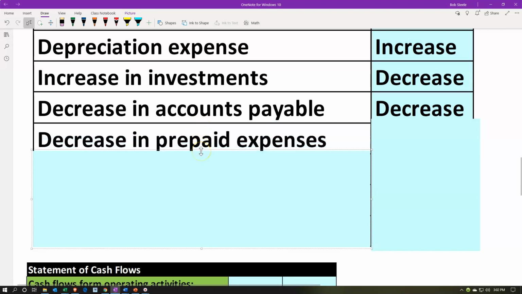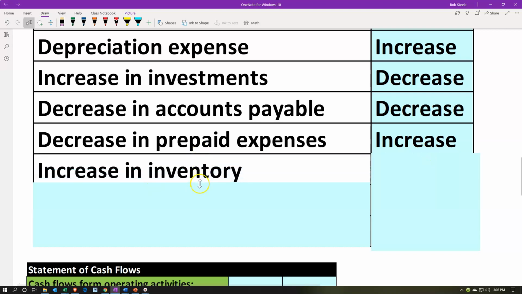Then we have the decrease in the prepaid expenses. So prepaid expenses, what are those? Those are going to be asset type of accounts. Typically, like insurance is the most common example of a prepaid expense. So it's an asset type of account, and it decreased. Therefore, we're going to increase the cash flow statement in accordance with our general rule.